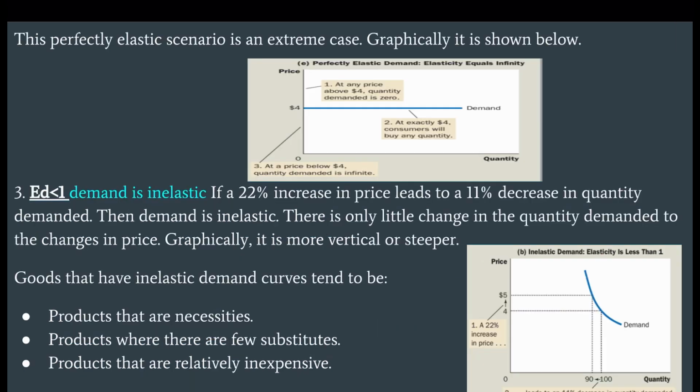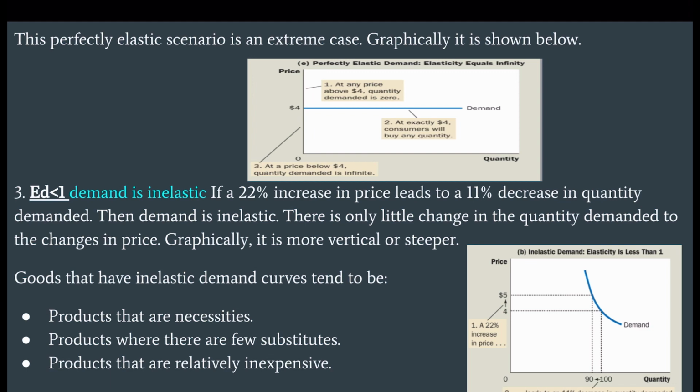The third is elasticity of demand less than 1, that is, demand is inelastic. If a 22% increase in price leads to an 11% decrease in quantity demanded, then demand is inelastic. That is, there is only little change in the quantity demanded in response to changes in price. The consumers do not respond strongly. So graphically it is more vertical or steeper.